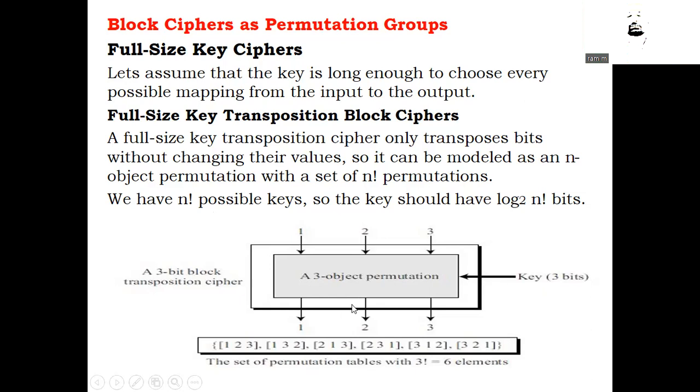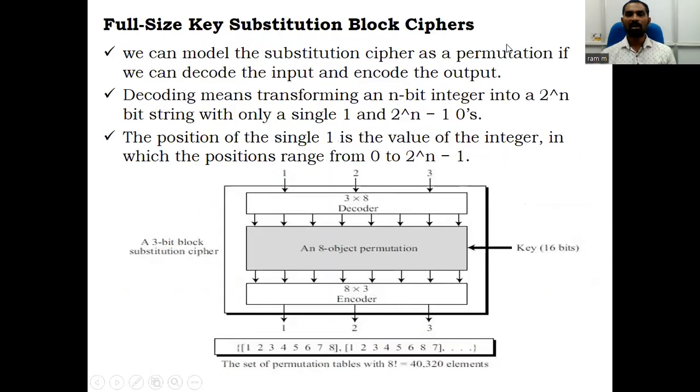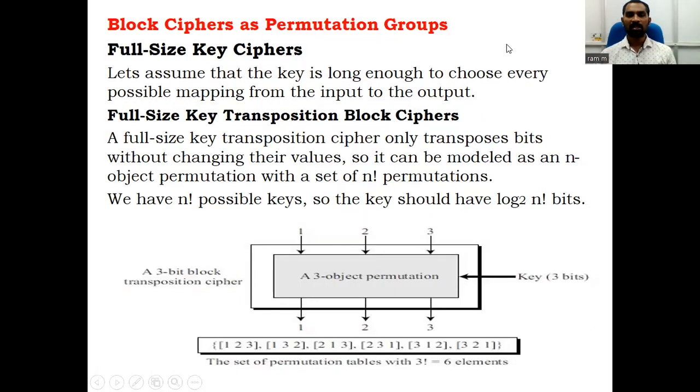Now let us consider this example, where we have a 3-bit block transposition cipher. If we have 3-bit data and I want to transpose it, I can have 3 factorial permutations. So what is 3 factorial? 6 different permutations I can have.